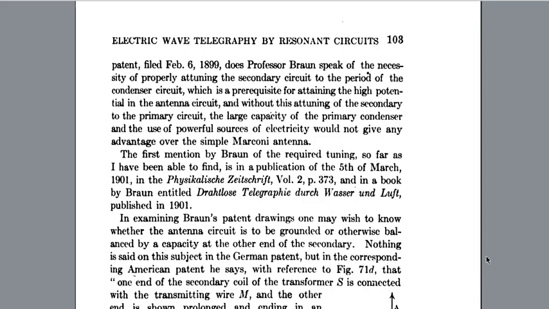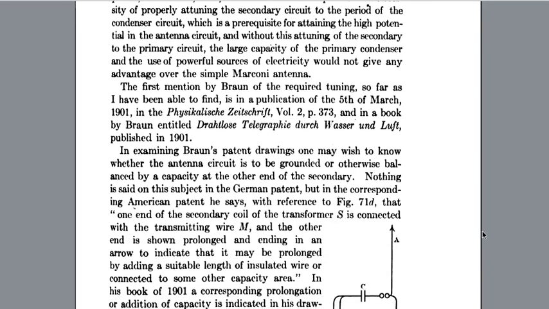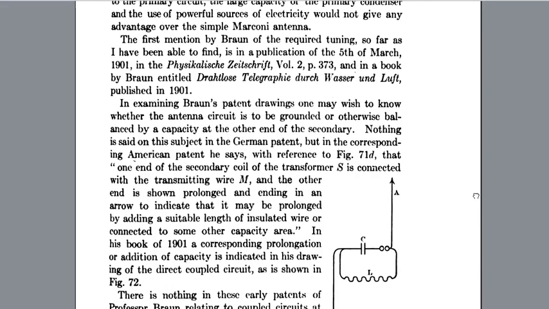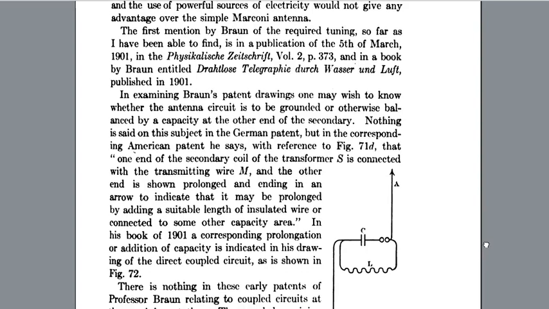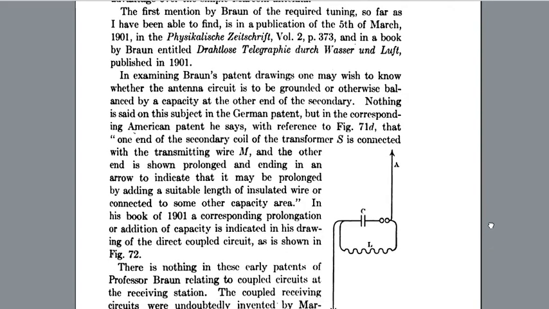And without this attuning of the secondary to the primary circuit, the large capacity of the primary condenser and the use of powerful sources of electricity would not give any advantage over the simple Marconi antenna. The first mention by Braun of the required tuning, so far as I have been able to find, is in a publication of the 5th of March, 1901, in the Physikalische Zeitschrift, Volume 2, page 373, and in a book by Braun entitled Drahtlose Telegraphie durch Wasser und Luft, published in 1901.